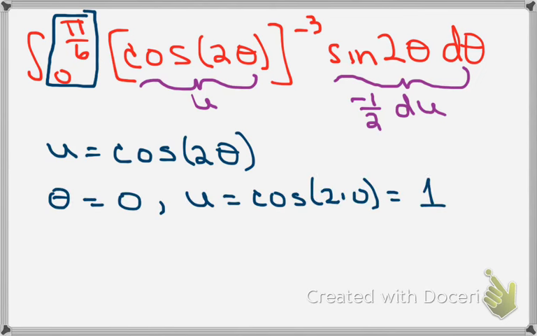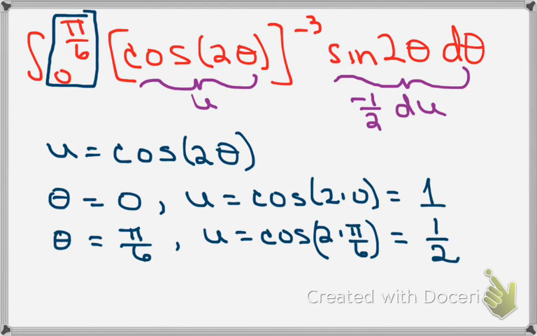My lower limit is theta equals 0. I plug that into the u equation, so I have cosine of 2 times 0, which is of course cosine of 0, and that's 1. My upper limit is pi over 6. I'm going to plug that into my u equation. I've got u is equal to cosine of 2 times pi over 6, which is the same thing as cosine of pi over 3, and that equals 1/2. So my lower limit, when I turn my integral into u's, is going to be 1, and my upper limit is going to be 1/2.